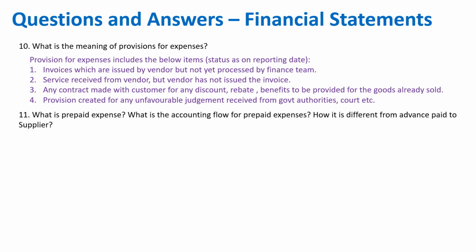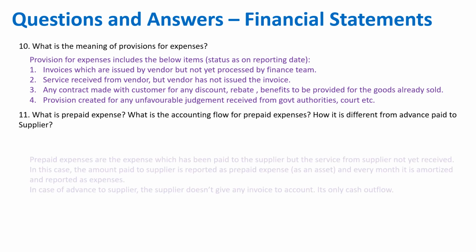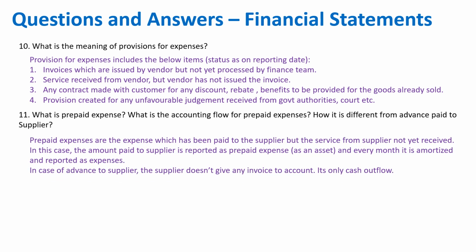Question number 11. What is prepaid expense? What is the accounting flow for prepaid expenses? How is it different from advance paid to supplier? So prepaid expenses are the expenses which have been paid to the supplier, but the service from the supplier is not yet received. In this case, the amount paid to the supplier is reported as prepaid expense, and it will be reported under current assets. And every month it is amortized and reported as expenses. In case of advance to supplier, the supplier doesn't give any invoice to account. It's only cash flow. Okay.